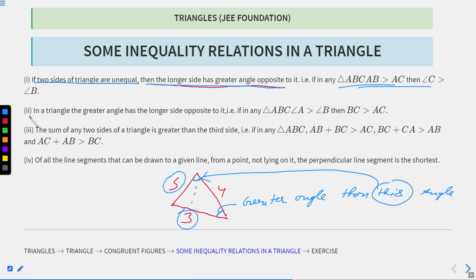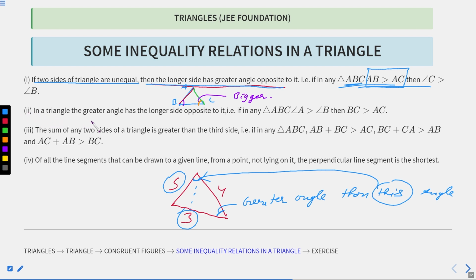So in a triangle ABC, if AB, the red side, is greater than AC, then the angle which is bigger is angle C. So this is bigger than the angle over here. So this angle is bigger. I hope this is clear.